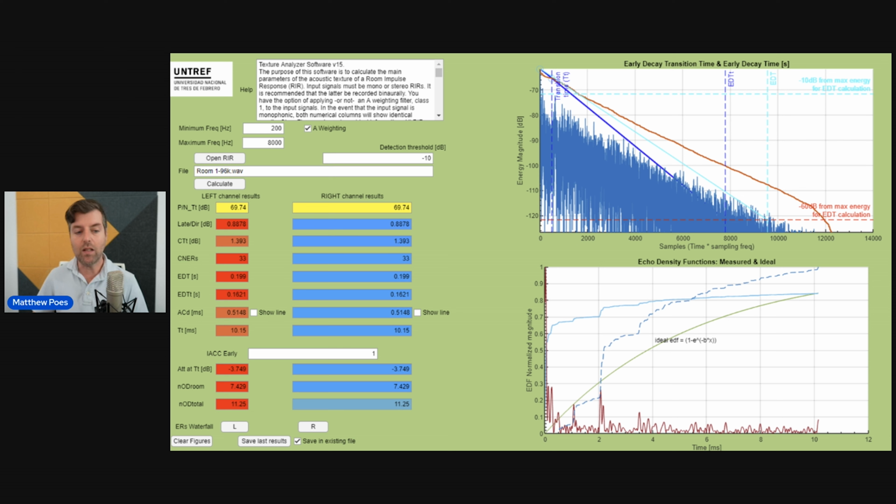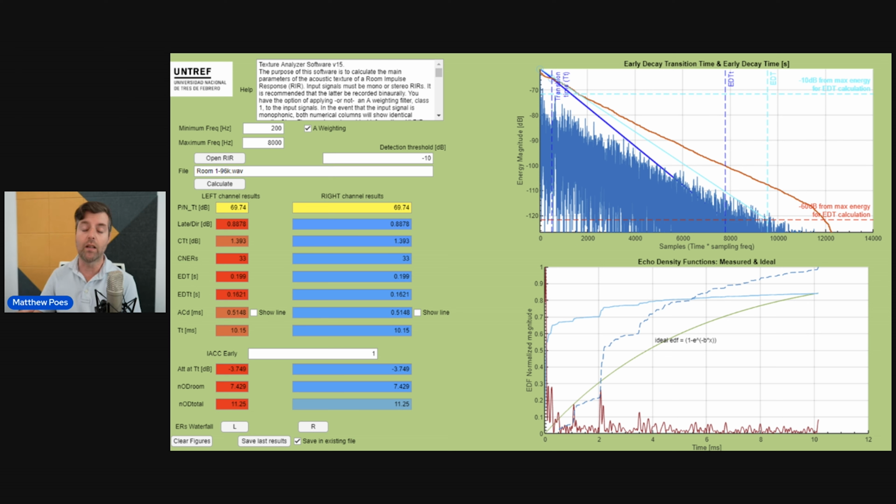So EDT, early decay time, you're all relatively familiar with, right? 0.199. This number tends to be lower than the RT60 of the room, but it's often close. This is looking at an earlier start point for the decay time. Okay, so 0.199, pretty low. This is a pretty dead room.